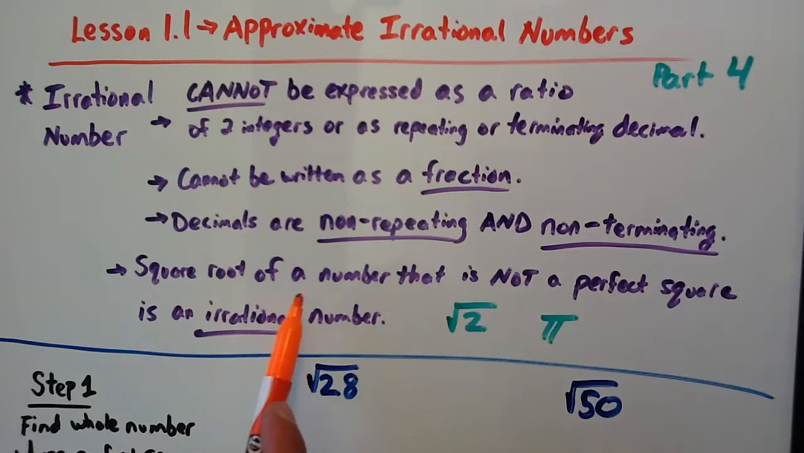The square root of a number that is not a perfect square is always an irrational number. So for an example, we could have the square root of 2. 2 is not a perfect square. And so if we take the square root of this number, it's going to produce an irrational number. We could have pi. Pi is an irrational number. It is a number that never repeats and never terminates. So any number that you see pi in is going to produce an irrational number.